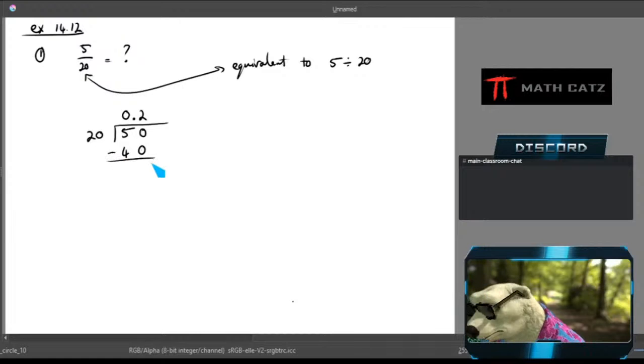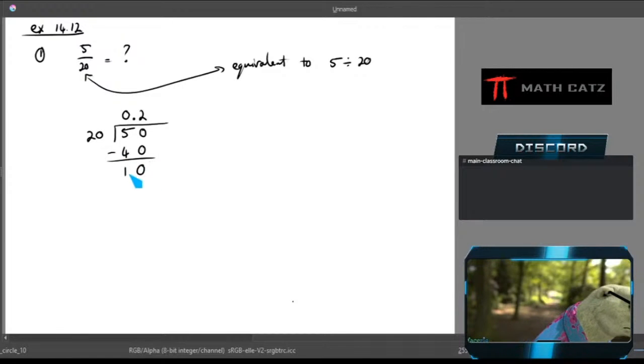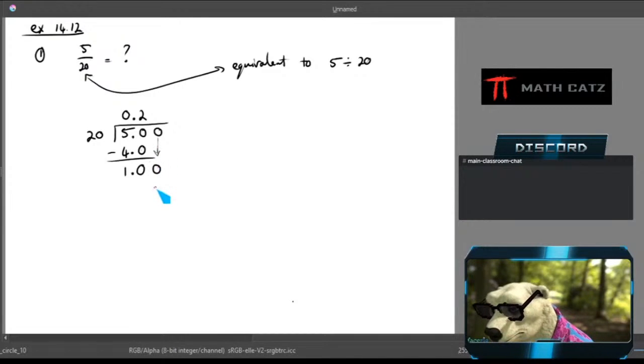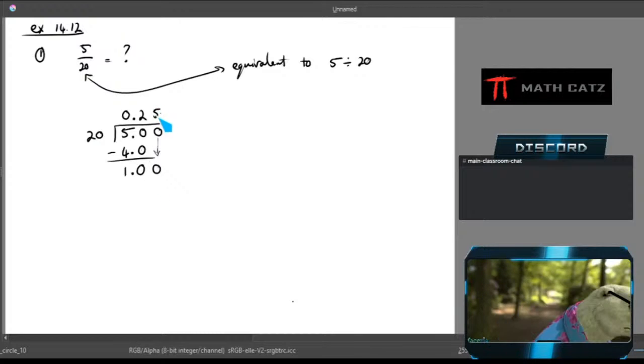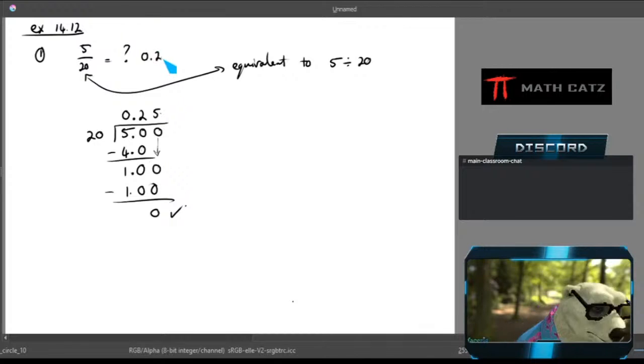So then I take that away. I have 10 left. 20 doesn't go into 10. I need to, because there are many zeros here, right? I'll keep the decimal place. I have another 0 I can bring down whenever I need to. 20 goes into 100 relative to this position 5 times. 5 times 20 is my 100. Take it away. I have nothing left. No remainder. So the decimal version of 5/20 is 0.25.